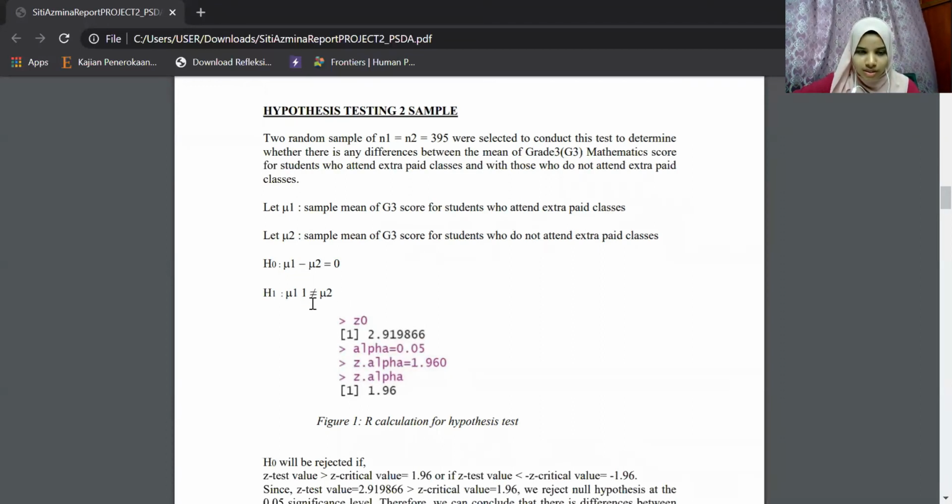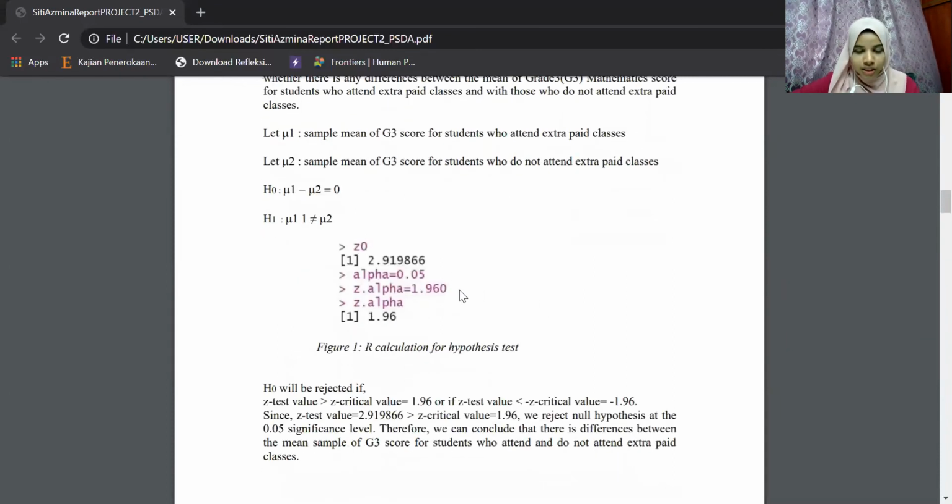I'm sorry, doctor, there is a typing error here. This one should not be there. This is my R calculation for the hypothesis test. Based on this calculation, I got my Z test value as 2.919866 and my Z alpha value is 1.96. Since the Z test value is greater than the critical value, we reject the null hypothesis at the 0.05 significance level. Therefore, I can conclude that there is a difference between the mean sample of grade 3 score for students who attend and do not attend extra paid classes.